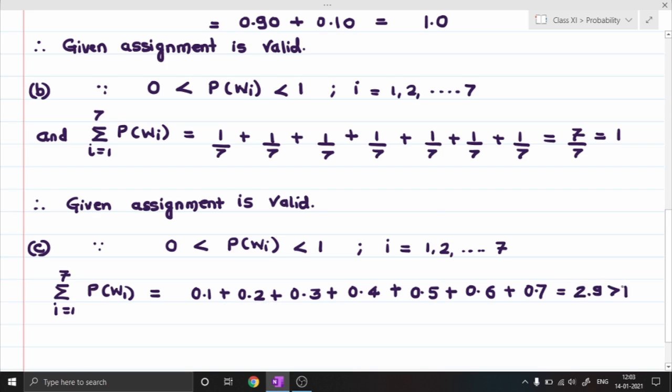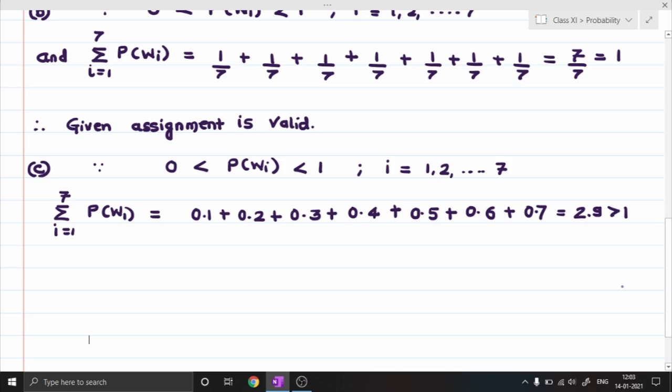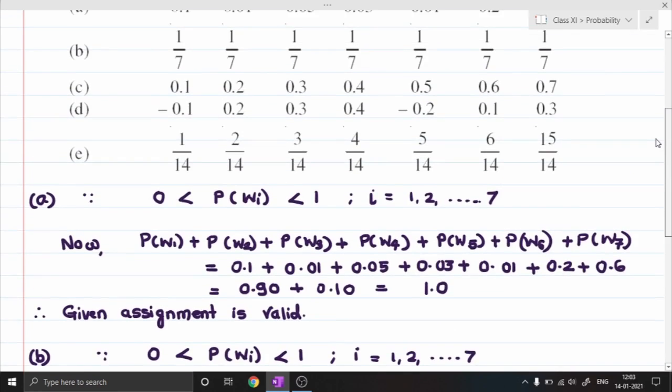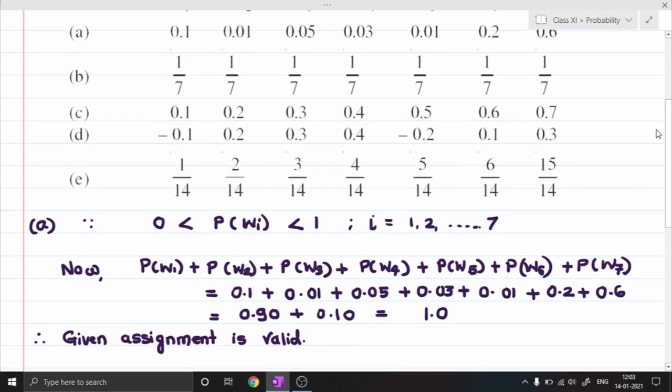So we can say that the second condition is not followed. Therefore we can say that the given assignment is not valid, right? Similarly, let us check part D. In part D, observe what we have given here. See, in part D, assignments are given.